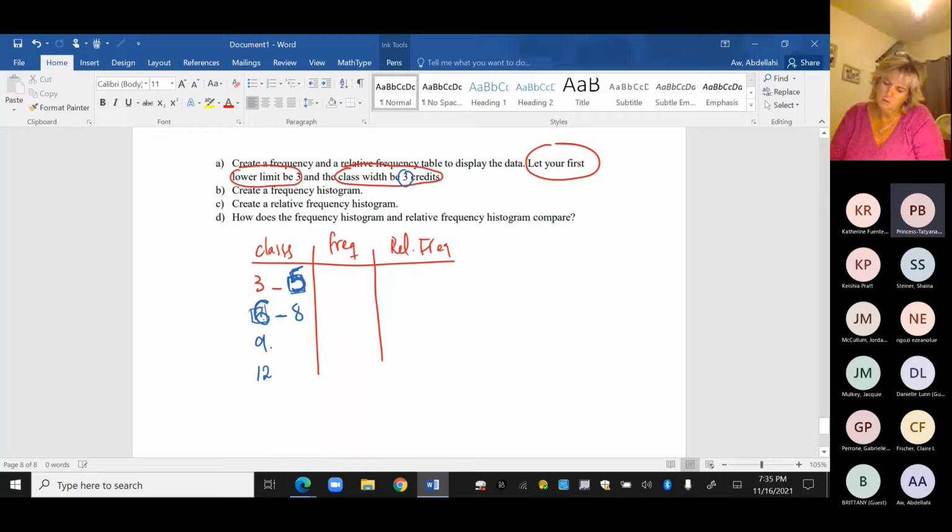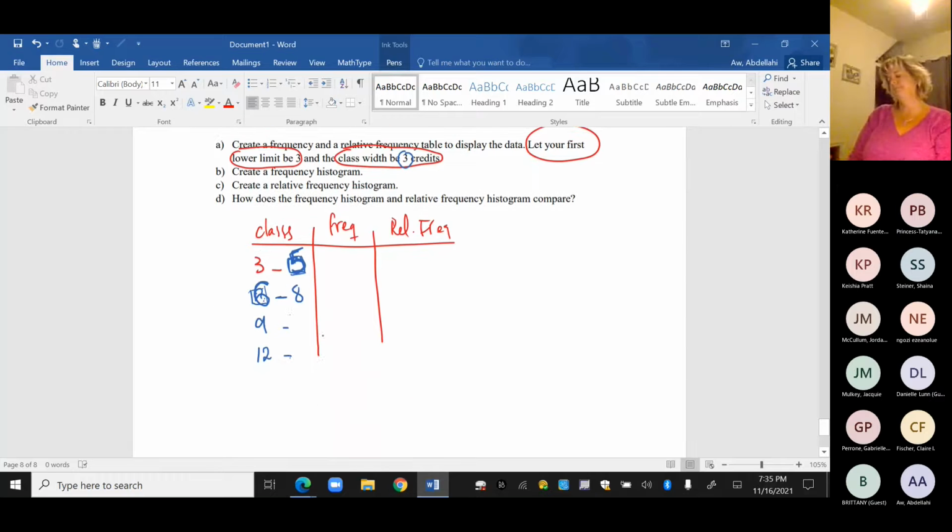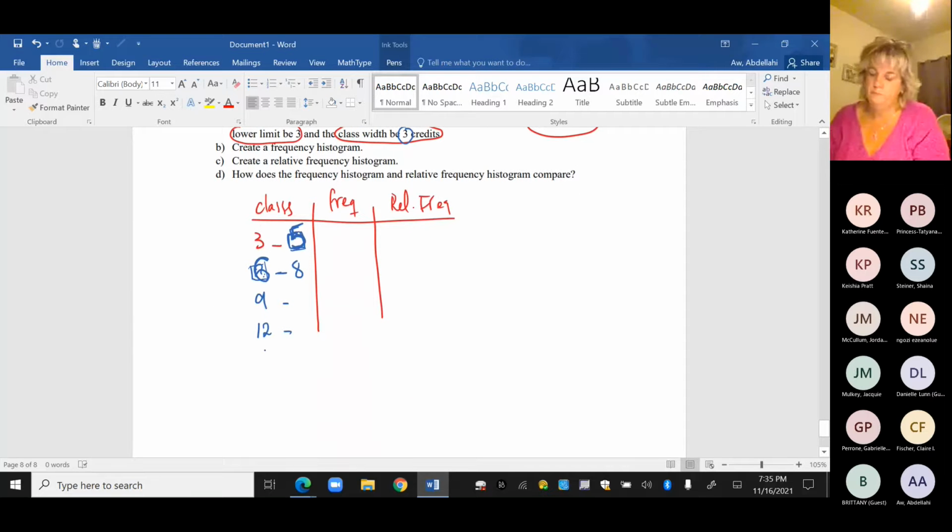You see, you have to keep adding 3s. 3 plus 3 is 6. 6 plus 3 is 9. 9 plus 3 is 12. 12 plus 3 is 15, until you cover the whole data. What is the maximum number? 14. Right? We have to keep going. This one goes up to 14, yeah.